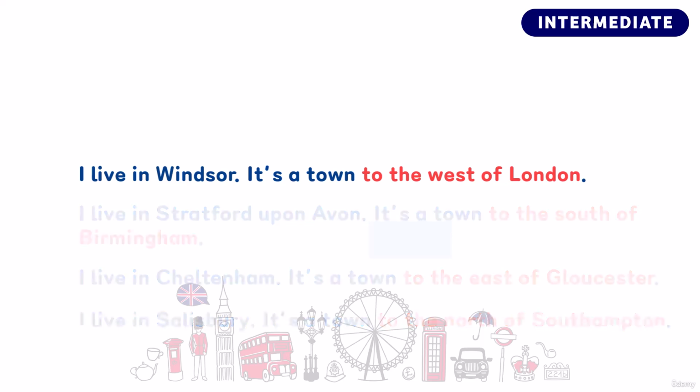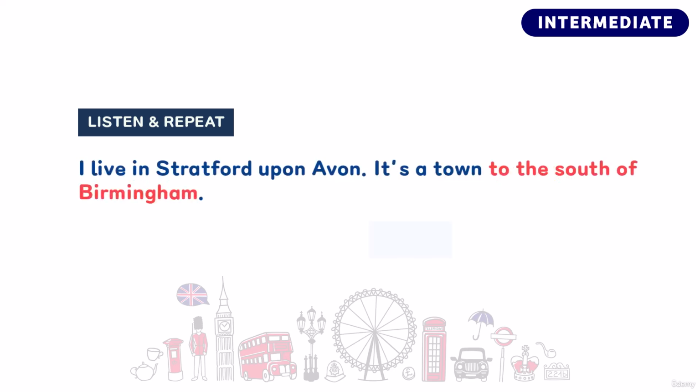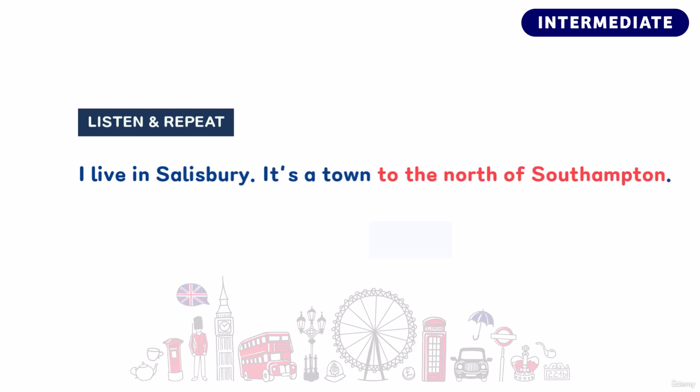Let's now do a speaking practice of these sentences. I live in Windsor. It's a town to the west of London. I live in Stratford-upon-Avon. It's a town to the south of Birmingham. I live in Cheltenham. It's a town to the east of Gloucester. I live in Salisbury. It's a town to the north of Southampton.